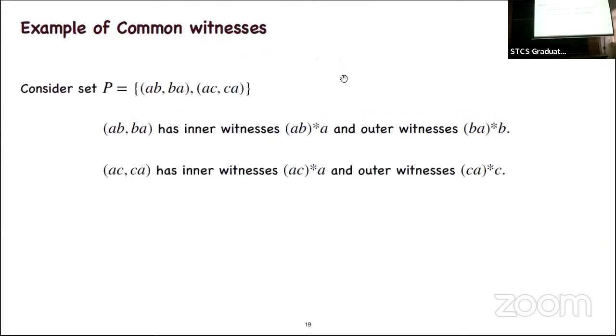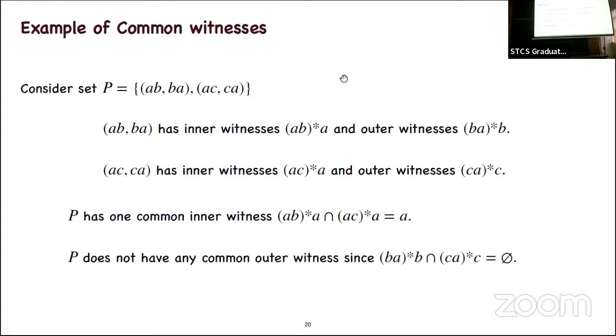Now, here is an example. Let's take ABBA and ACCA. So ABBA has inner witnesses, whatever your XY is, of the form XY star X. Here X is A, Y is B, so AB star A gives the inner witnesses. Outer witnesses will be YX star Y. Similarly, ACCA will have inner witnesses AC star A.